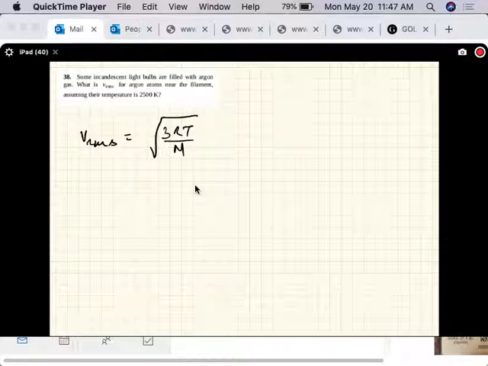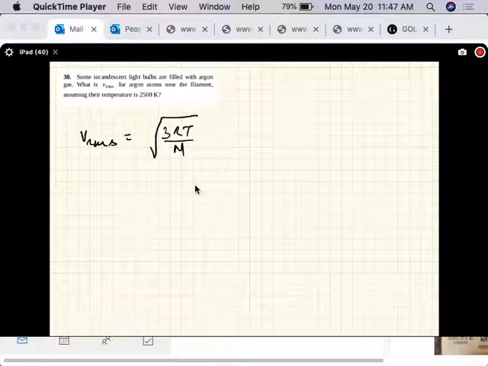Okay, so this problem says some incandescent light bulbs are filled with argon gas. What is the VRMS, the root mean square speed? You can think of it roughly as the average speed, for argon atoms near the filament, assuming the temperature is 2,500 degrees Kelvin. For these incandescent bulbs, you can assume the filament temperature is that, and what is the average speed of the molecules inside that bulb?